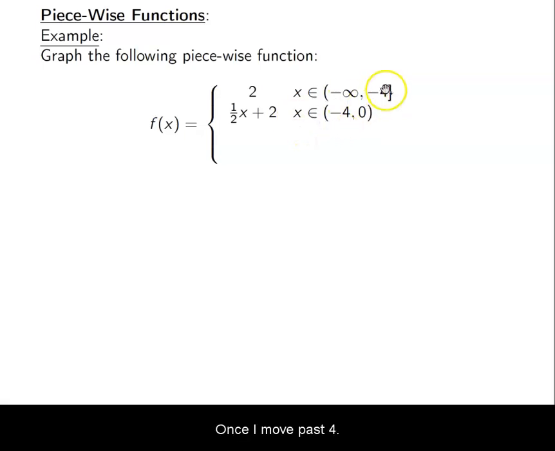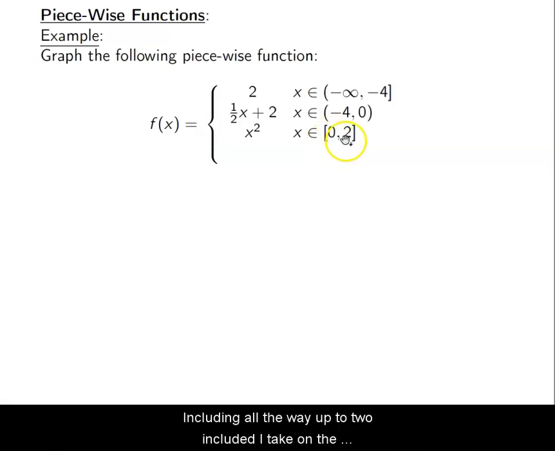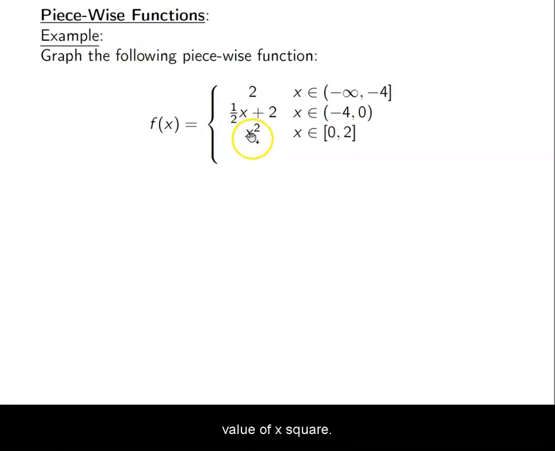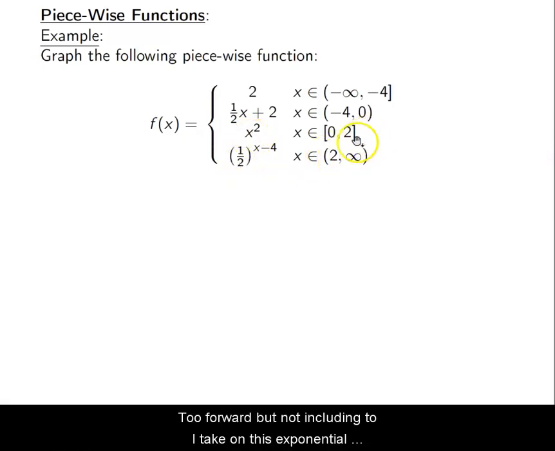Once I move past negative 4, okay, all the way up to 0 but not including 0, I become the straight line 1/2 x plus 2, okay? And then from 0 included all the way up to 2 included, I take on the value of x squared. From 2 forward, but not including 2, I take on this exponential function.